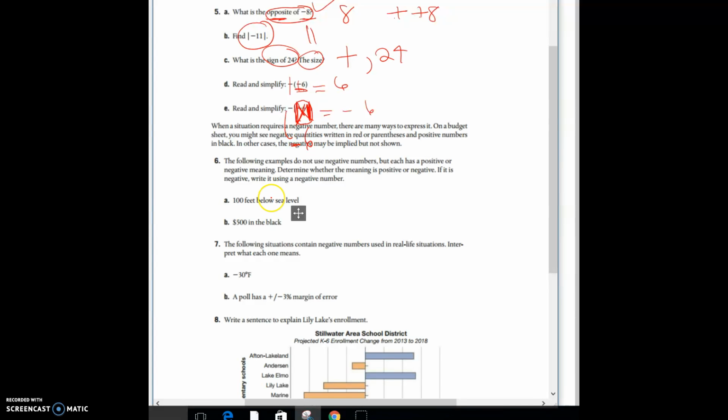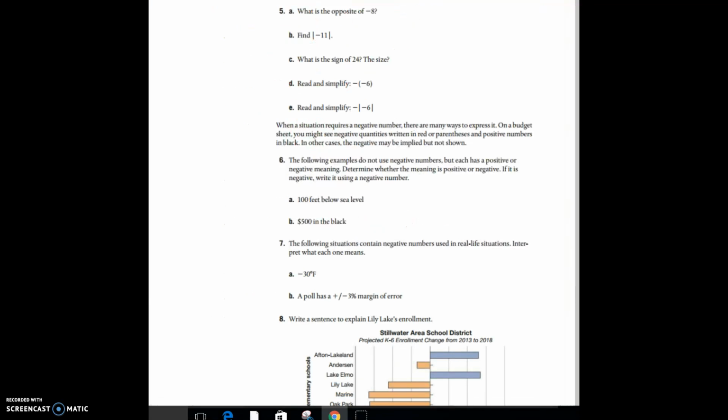All right, the next one: 100 feet below sea level is -100. And if you're in the red, it means you have debt. If you have money, you're in the black. So positive 500, and again, you don't have to put the positive sign. You can just put 500. That's why we call it Black Friday, by the way, because that's when stores actually show a profit.